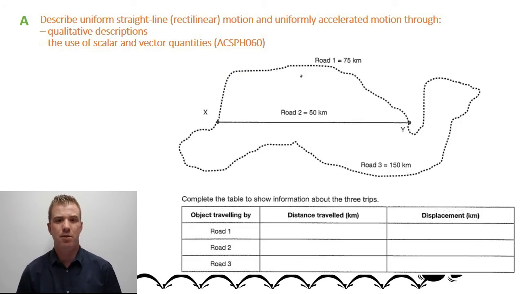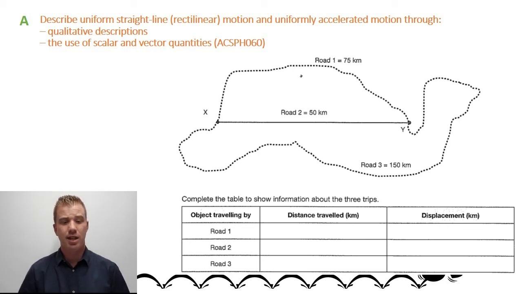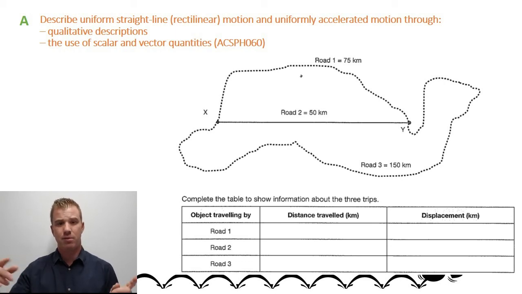Let's have a look at this example here. So you can see that there are 3 different paths taken. You've got road 1 at 75 kilometers, road 2, which is 50 kilometers, and road 3, which is 150 kilometers. Now, if you look at this table below, and we're just going to answer this quickly in this video, we'll do the distance traveled first, and then we'll do the displacement. Now, if we're looking at distance traveled, road 1 is 75 kilometers, so that's the curved path. Road 2 is 50 kilometers, which is a straight line path, and road 3 is 150 kilometers, which is taking that curved path at the bottom of that diagram.